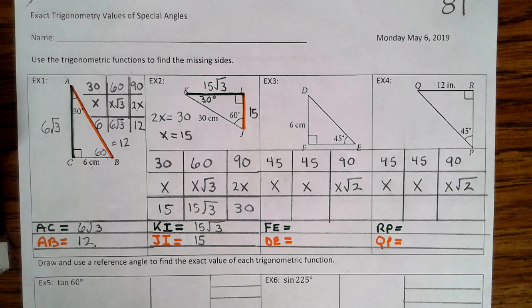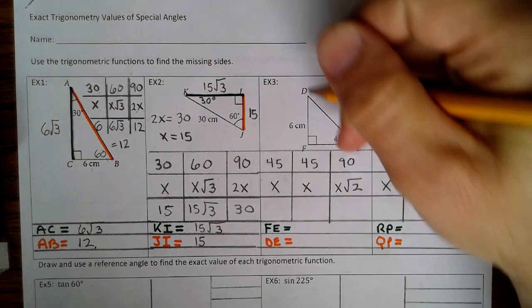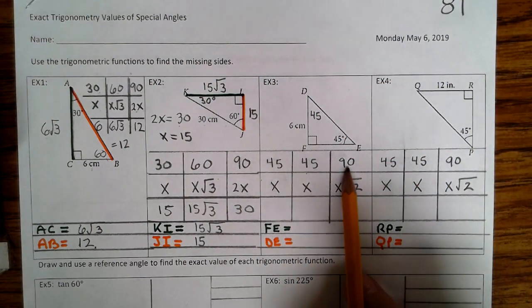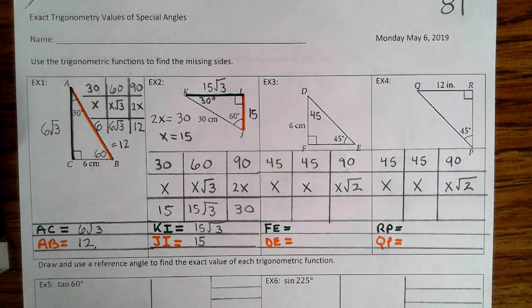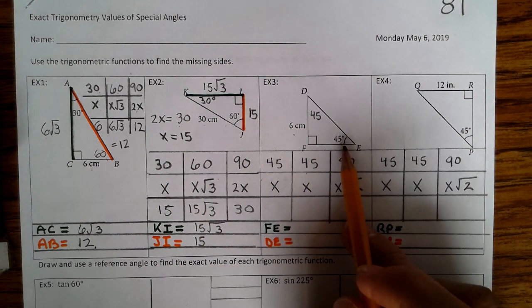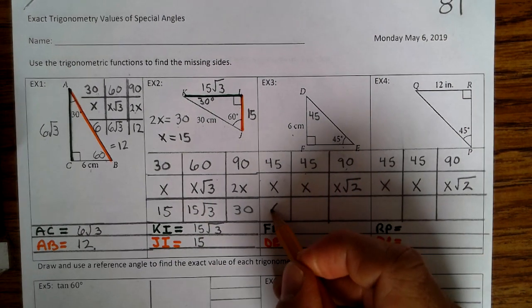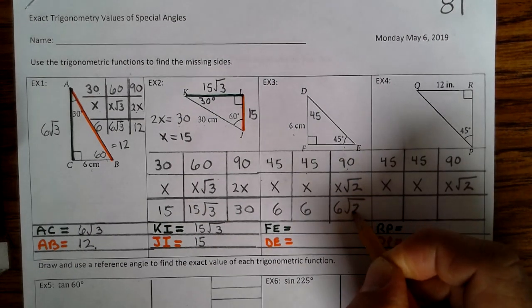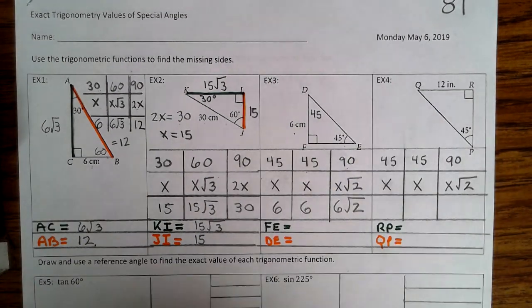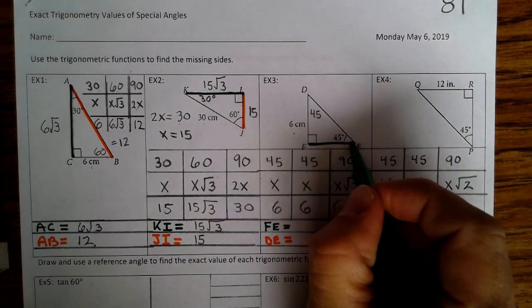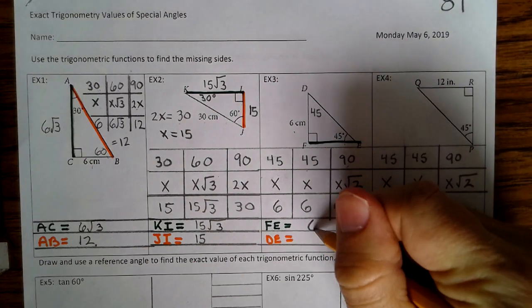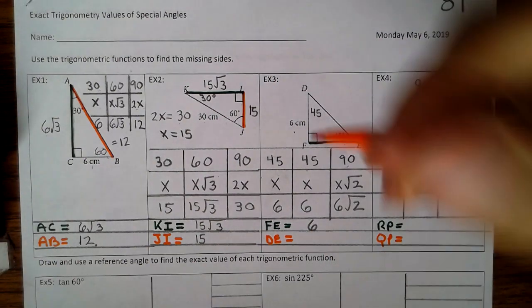Okay, here we see that this is 45 degrees, so we know that this is a 45, 45, 90 triangle. So we're going to make our 45, 45, 90 chart. Okay, now it looks like 6 is across from 45, so if this is 6, this is 6, and this is 6 square roots of 2. So FE then would be 6, and DE would be 6 square roots of 2.